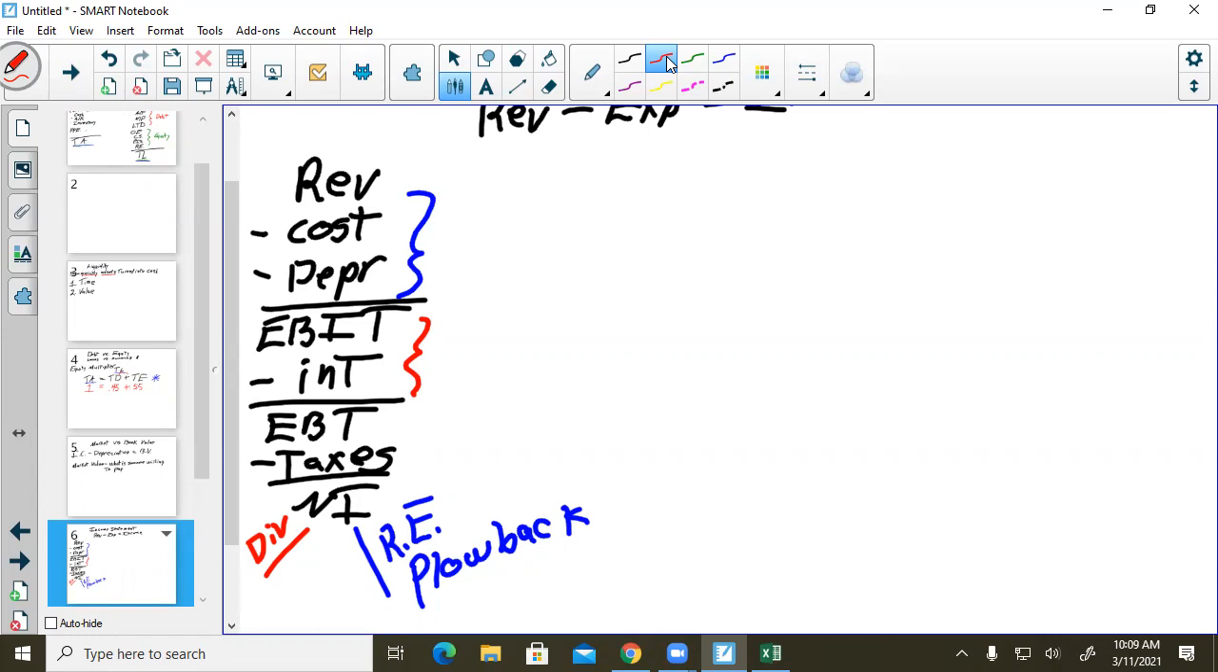So depreciation costs are reflected in our capital budget, what we invested in.